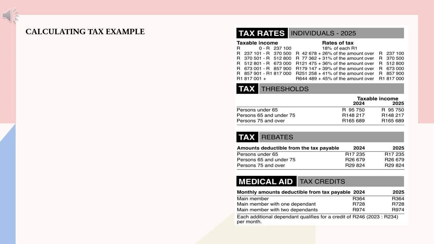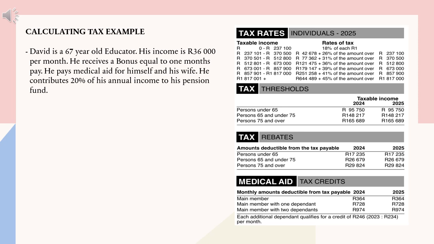Now we are going to put what we have learned to practice. We have the following scenario. David is a 67-year-old educator. His income is 36,000 Rand per month. He receives a bonus equal to 1 month's pay. He pays medical aid for himself and his wife. He contributes 20% of his annual income to his pension fund. Calculate the amount of tax David will pay per month for 2025.